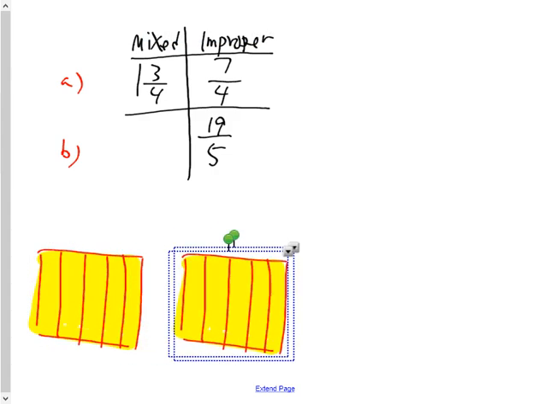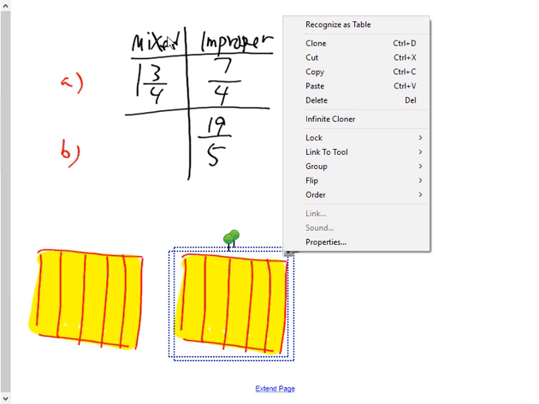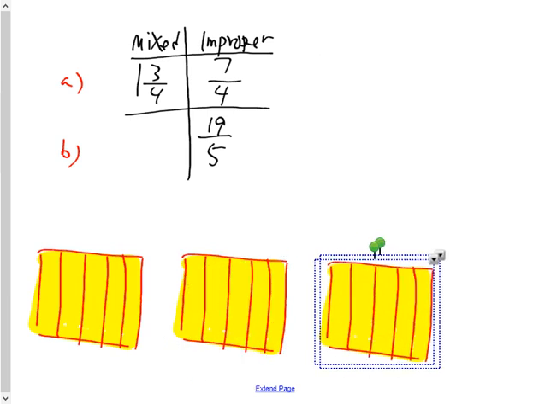What's this picture represent? All of it. What's that picture represent? 10/5. Correct. And if I clone this again, what's this picture represent? 15/5, or 3. Agreed? 3 whole objects. 15/5. How many do I have for my improper fraction?